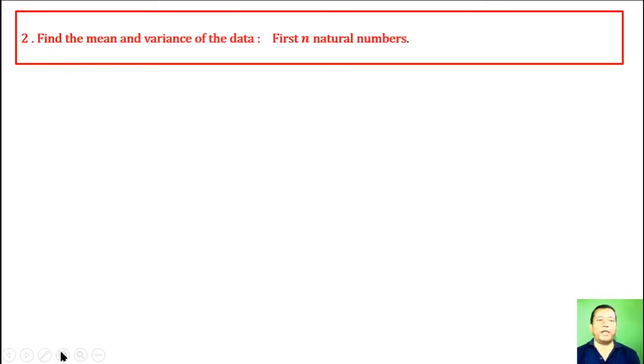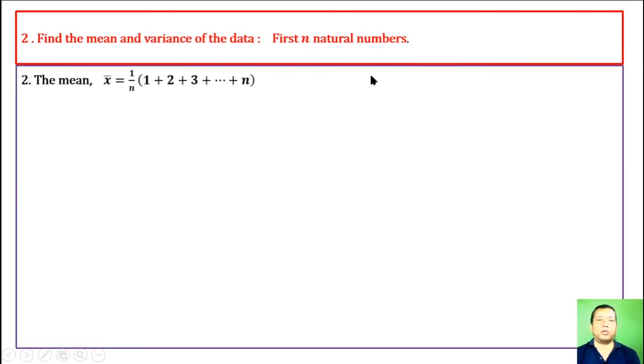Question number 2. Find the mean and the variance of the data, first n natural numbers, which is also ungrouped. The mean x bar is 1 by n, the sum of all first n natural numbers, that is 1 plus 2 plus 3 plus up to n, applying the sum to n times formula. We get n times n plus 1 by 2. Cancelling, we get n plus 1 by 2, which is the required mean.